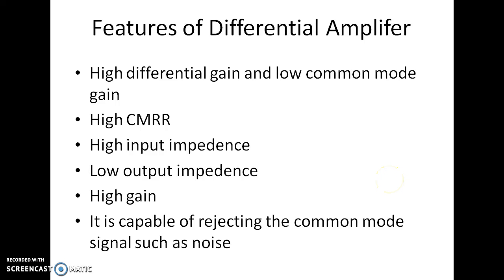In continuation with the previous topic of the differential amplifier, already we have seen what is the CMRR. CMRR is defined as the ratio of differential gain AD to common mode gain AC. We have seen the different types of differential amplifiers. Now we will go for the important features of the differential amplifiers.